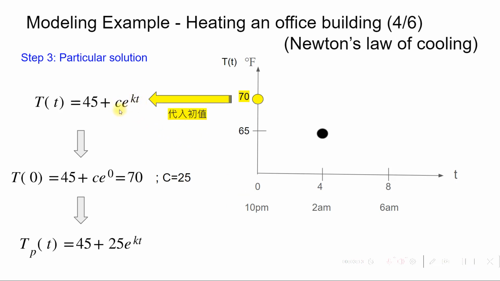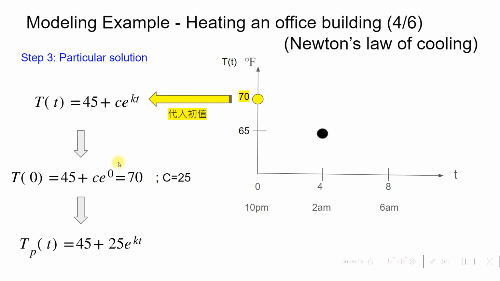Obviously, there are two unknown constants in the ODE, and we are going to solve them. Please note that this is T, not TA. T is the temperature in the office building. With the condition of 70 degrees Fahrenheit at T equals 0, the exponential function term becomes 1, and so we can solve C.